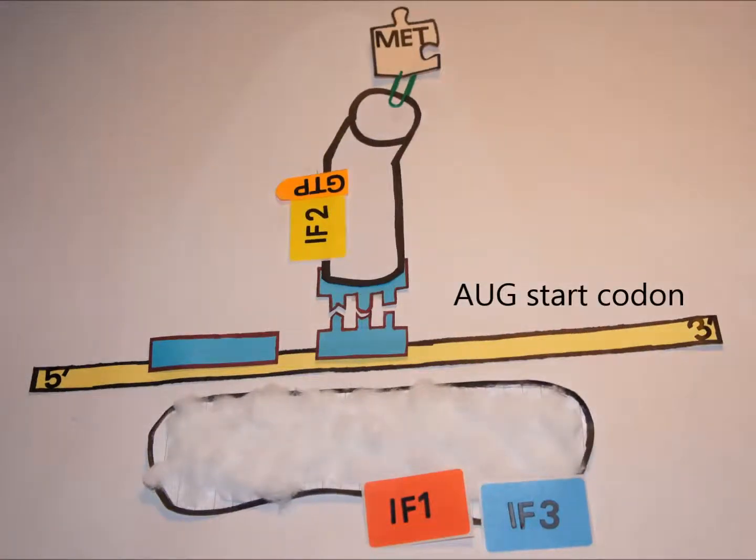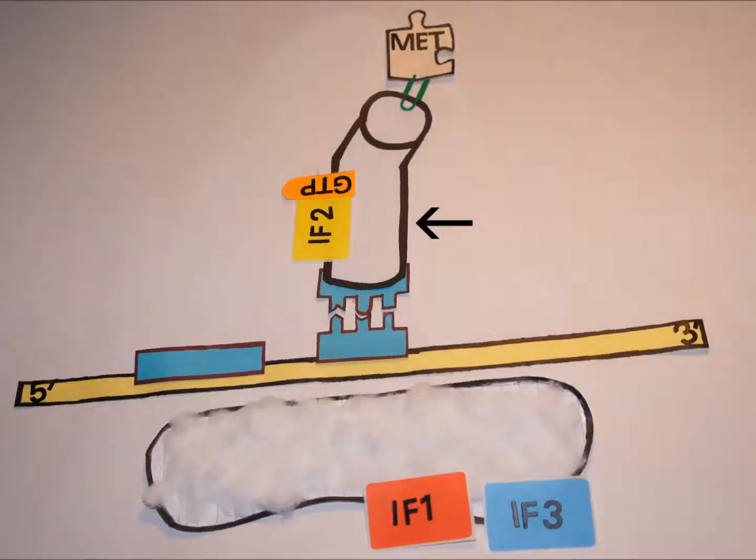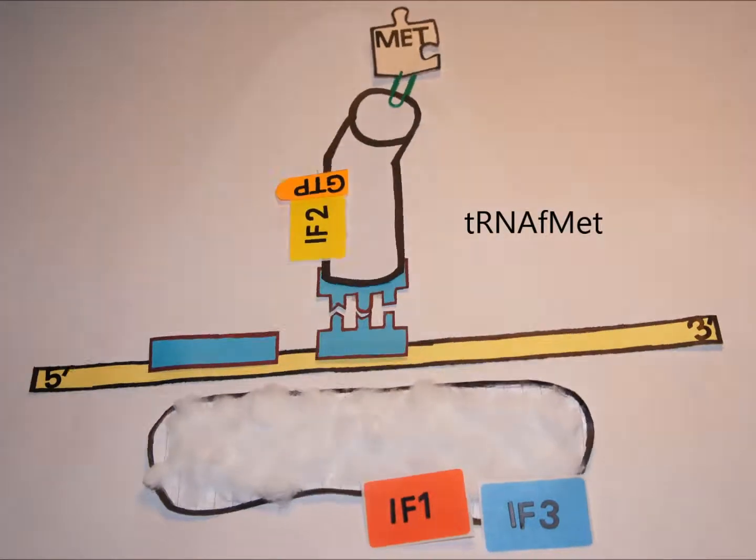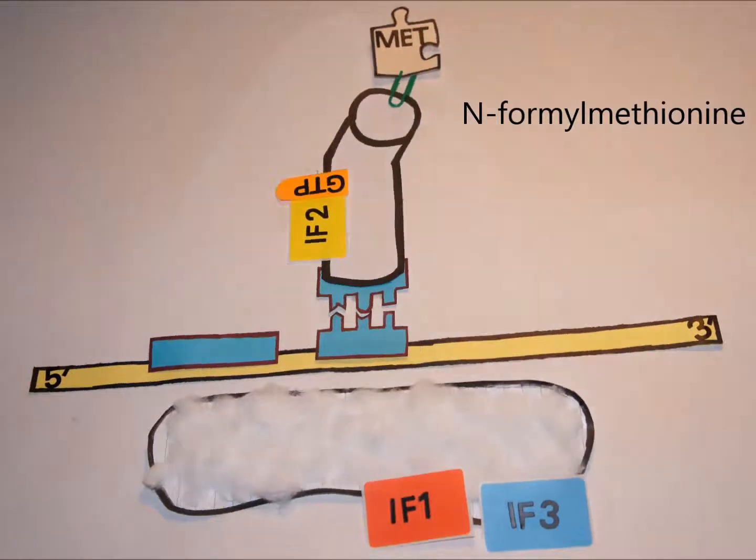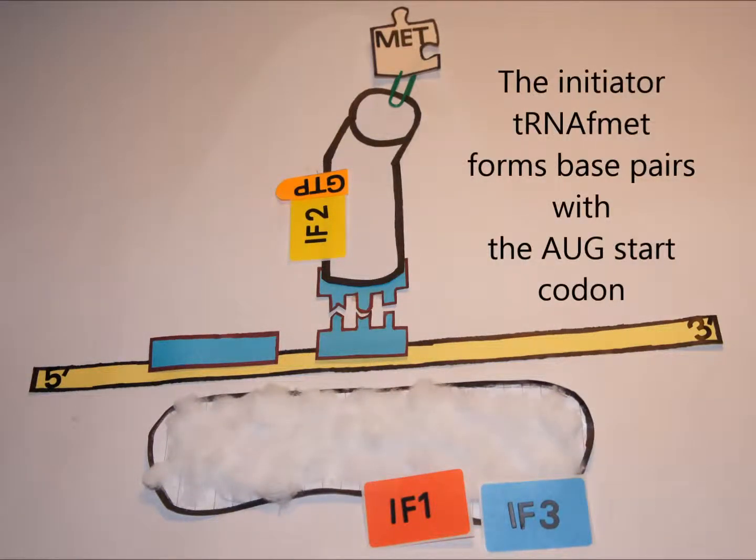The AUG or start codon is recognized by a special tRNA, tRNA fMet, carrying a modified methionine, N-formylmethionine, fMet. The initiator tRNA fMet forms base pairs with the AUG initiation codon.